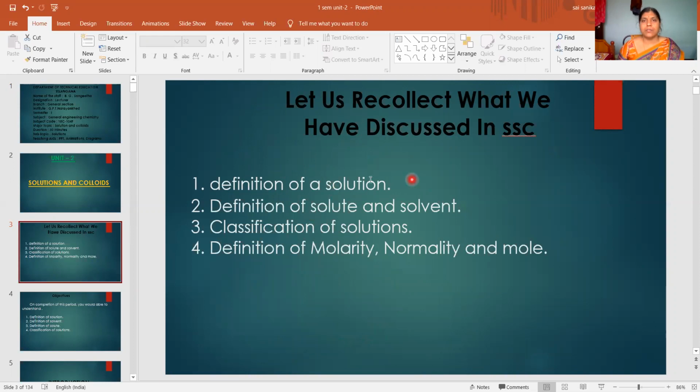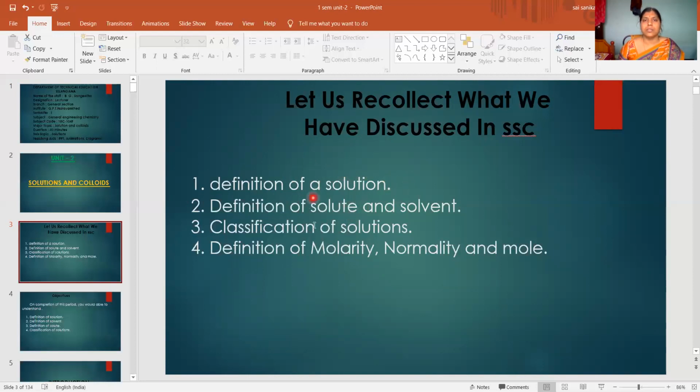Let us recollect what we have discussed in previous classes, that is lower classes. What is a solution? What is solute? What is solvent? And classification of solutions, and definitions of molarity, normality, and mole. A solution is a mixture of two or more substances. That mixture is homogeneous in nature, that means there is no differentiation between solute and solvent.